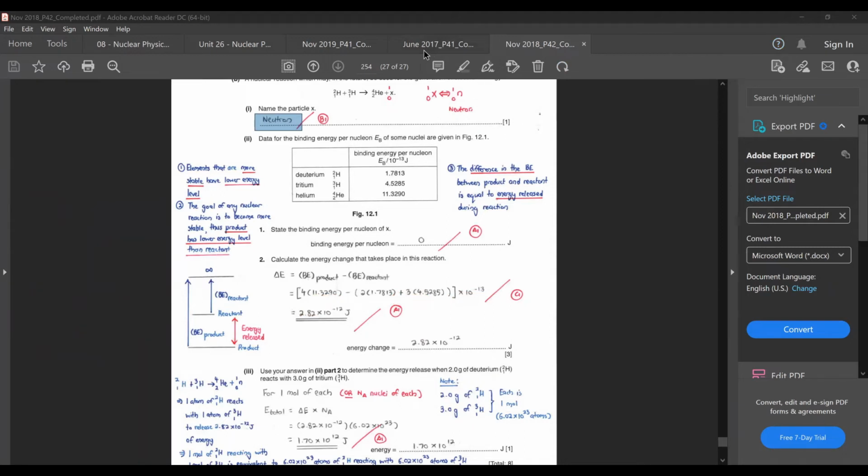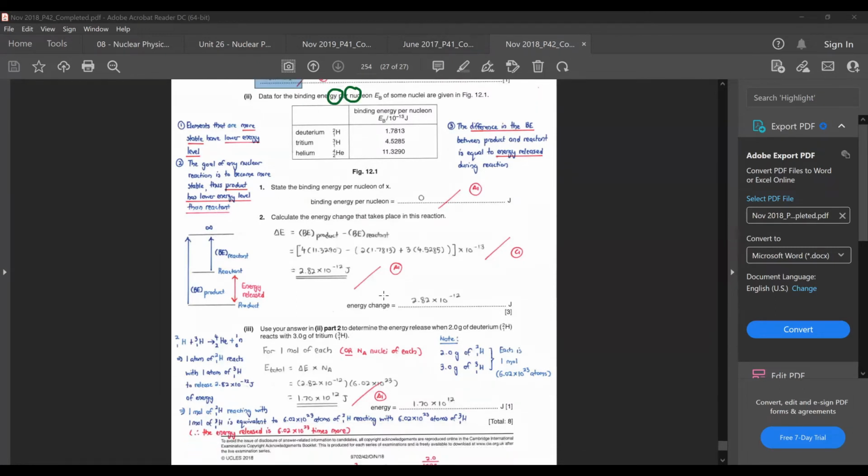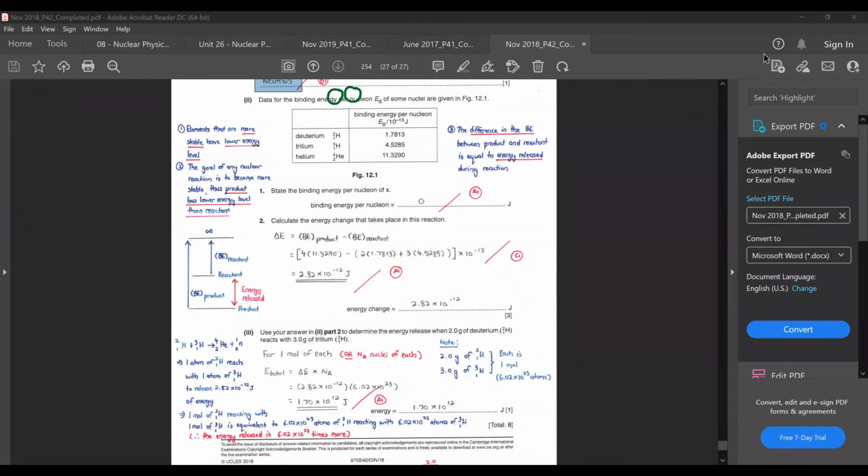You see right now your reactants, deuterium and tritium. The nuclear equation that you saw just now was this: one atom of deuterium reacts with one atom of tritium to give you whatever you have here. And in the process, it gave you 2.82 times 10 power minus 12 joules of energy. The thing you need to realize here is that one atom of deuterium reacts with one atom of tritium to give you this amount of energy.